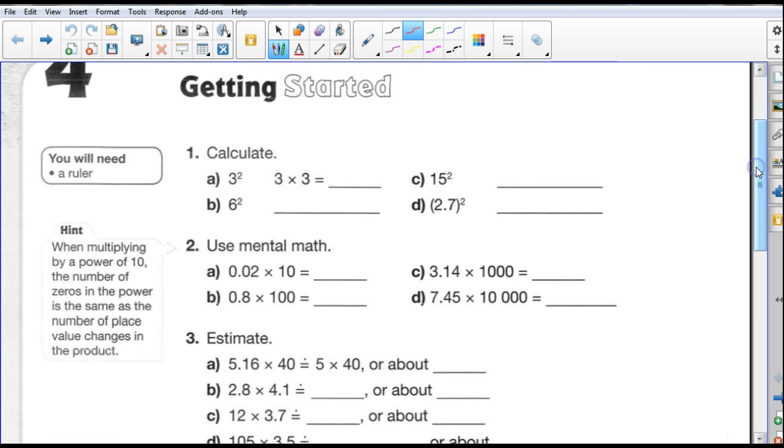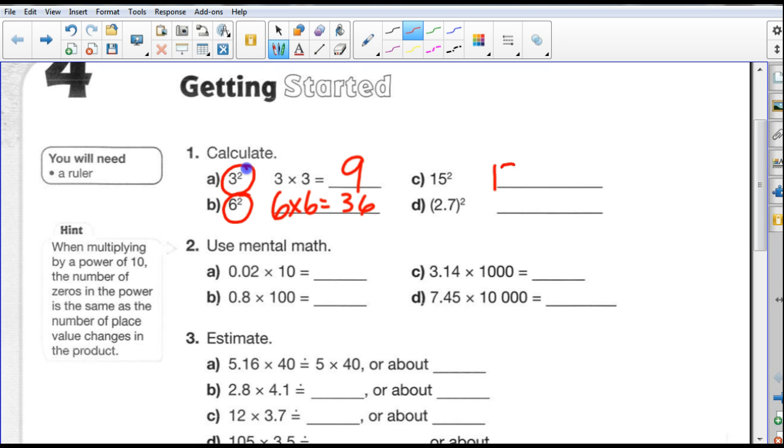So let's do the getting started. First of all, we need to know about units. So let's do a couple of the try these here. Let's do 3 squared. You can see it's 3 to the exponent of 2. So you can see that we have exponents here. All that means is you take that number and you multiply it by itself, by how many times the exponent is. So 3 squared is 3 times 3, which is equal to 9. 6 squared is just 6 times 6, which is equal to 36.